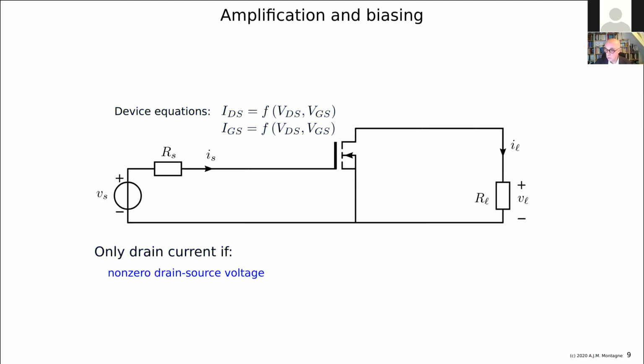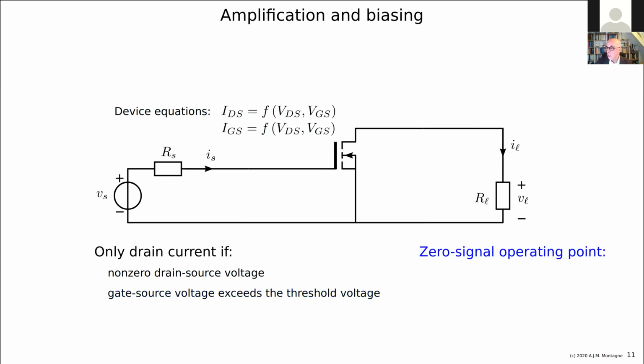We only have drain current if there is a non-zero drain source voltage and the gate source voltage exceeds the threshold voltage. Here we have nothing. Well, maybe if the signal is large enough, we have something at the input, but we have nothing at the output. So the operating points are all zero. You can put your oscilloscope at the output, and probably you have a little bit of crosstalk, but for the rest, you will measure nothing. So we have no load signal, and we need to do something about it.